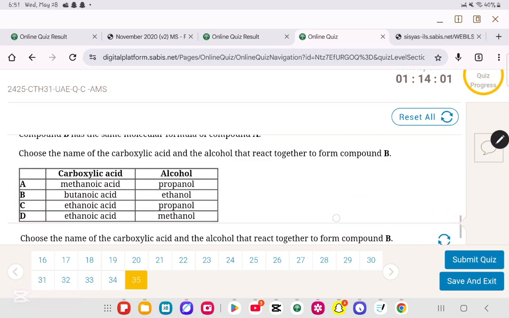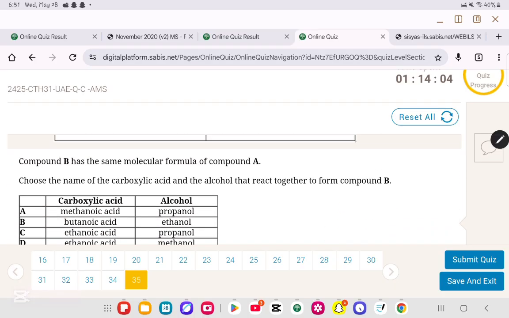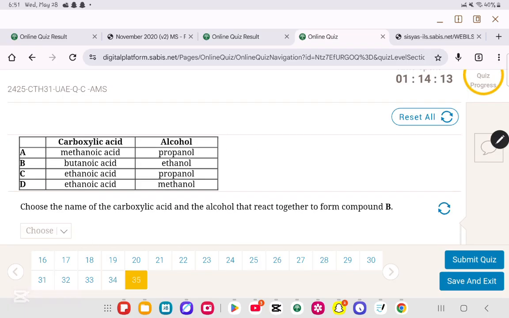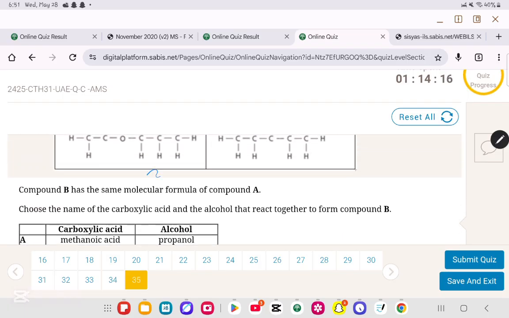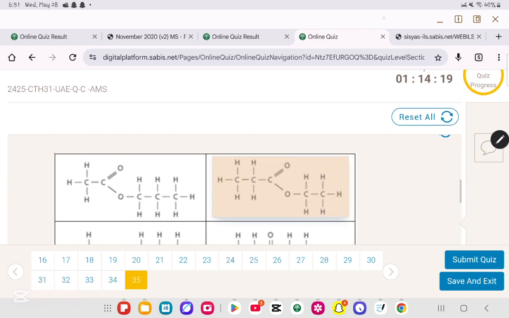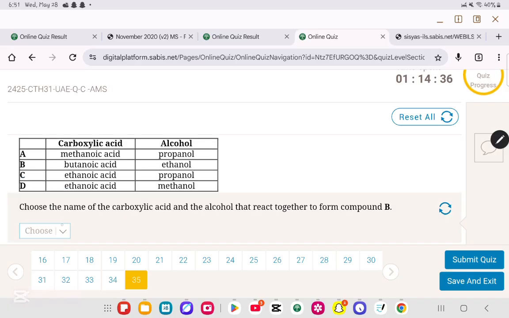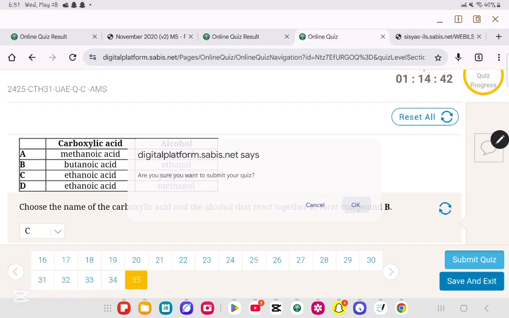Now finally, compound B has the same molecular formula as compound A. Choose the name of the carboxylic acid and the alcohol that react together to form compound B. I've done this many times, so I'm just going to explain quickly what they want. If it has the same molecular formula, it should have the same number of carbons. How many carbons does this have? It has 1, 2, 3, 4, and 5. So basically the answer is C. Why? Because eth means 2, prop means 3, and 2 plus 3 means 5 carbons, and we needed 5 carbons. So very simply the answer is C. We don't even have D as an option. Very funny. Okay, so let us submit.